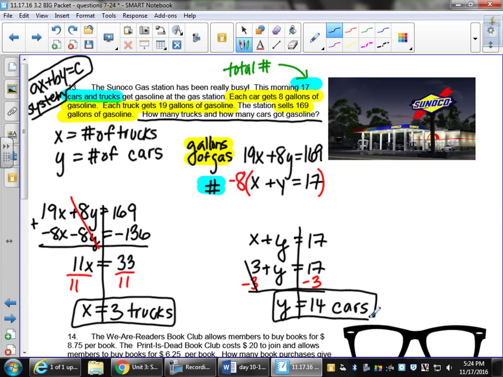This question did not ask for a complete sentence answer, but if it did, we could just take what we underlined and turn that into a sentence. How many trucks and how many cars got gasoline? 3 trucks and 14 cars got gas. And we're done.